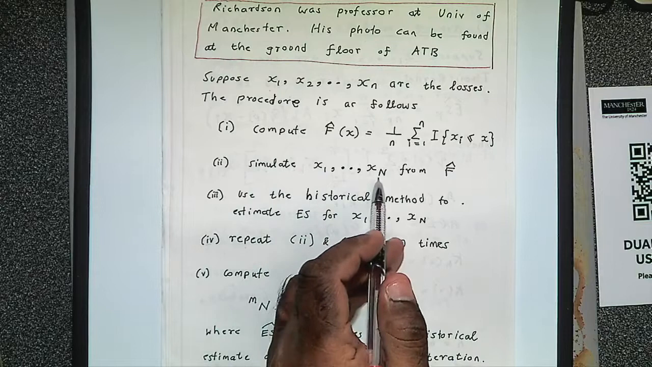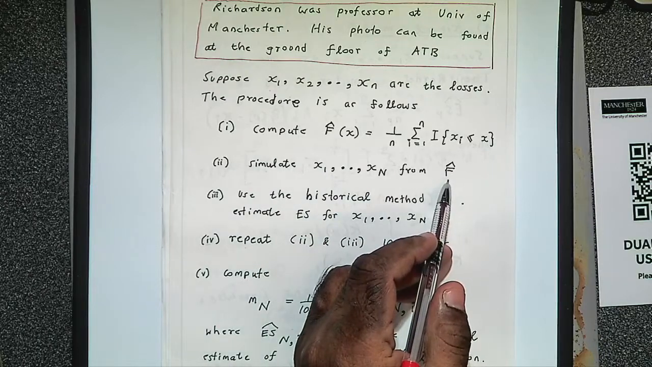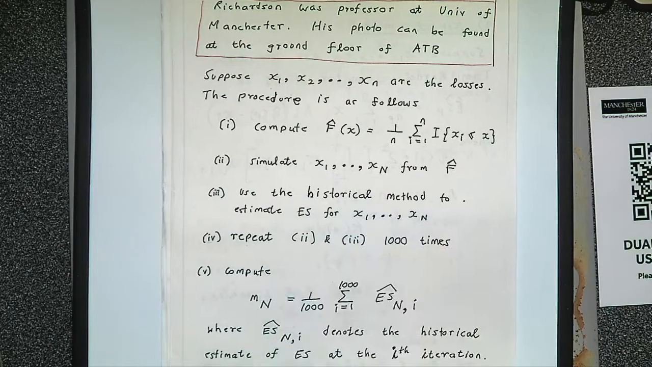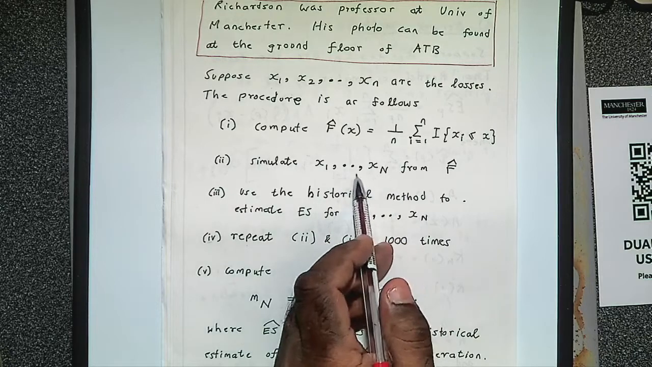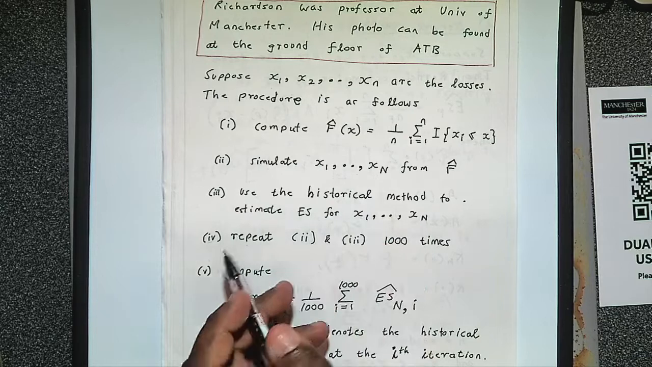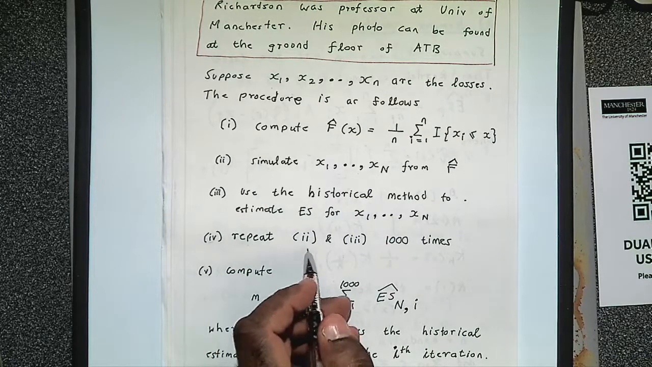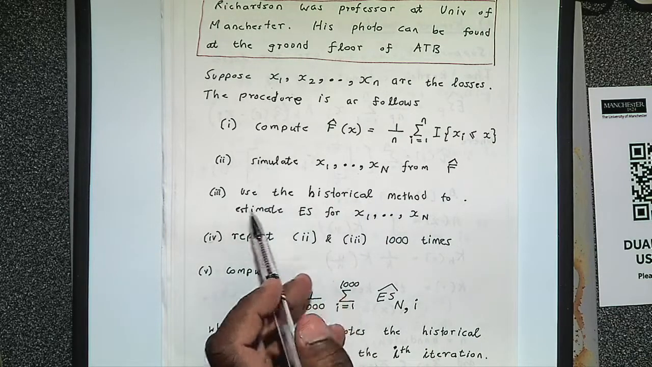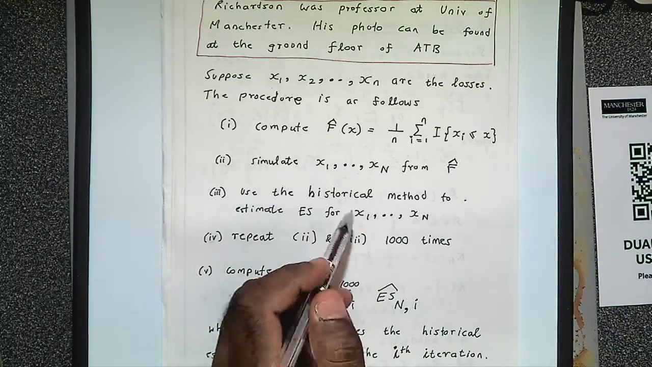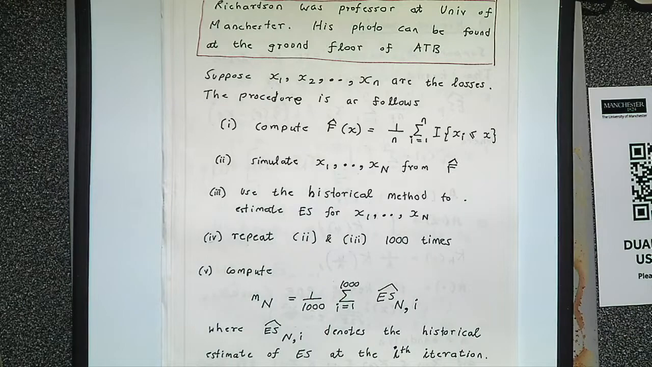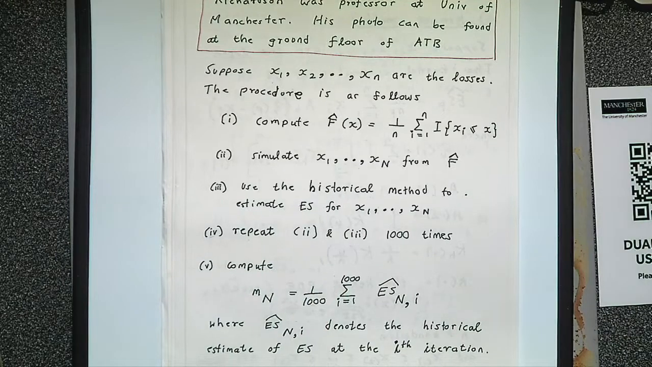You simulate this from F hat, the empirical CDF. Then you use the historical method to estimate the expected shortfall for the data that you simulated. That's step number 3. Step number 4 is to repeat steps 2 and 3 1,000 times. Each time you repeat, you get an estimate for ES, so if you repeat 1,000 times, you get 1,000 different estimates for expected shortfall.